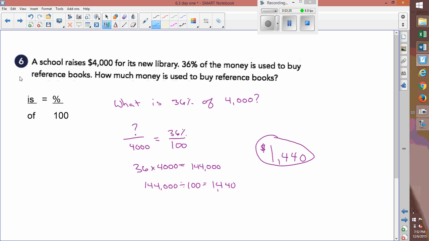School raises $4,000 for its new library. 36% of the money is used to buy reference books. How much money is used to buy reference books? Okay, what is 36% of 4,000? You could do the same thing. Crisscross divide. You're going to end up with 1,440. The other way to look at it is 4,000 times 0.36. And that's going to come out to 1,440.